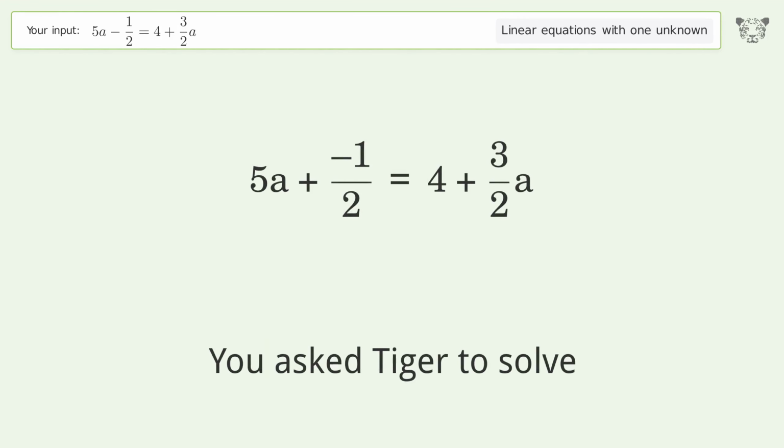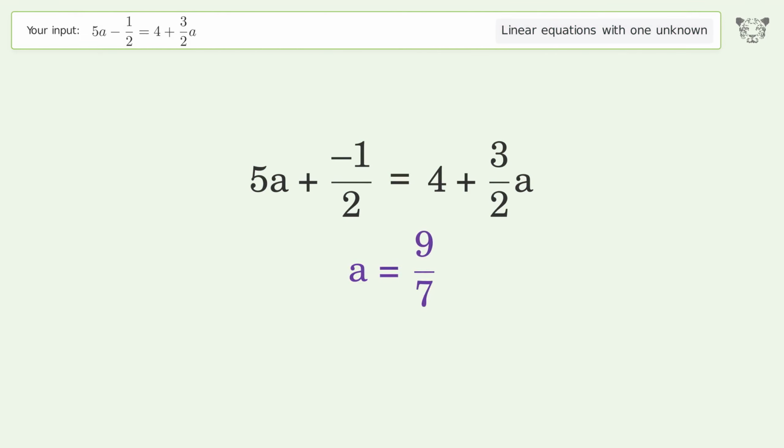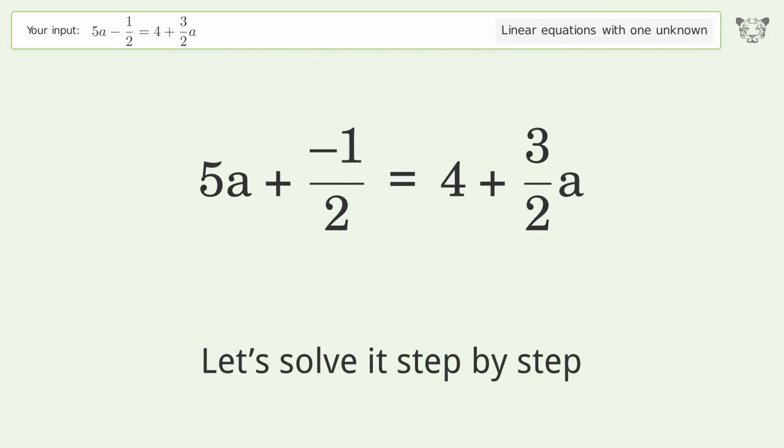You ask Tiger to solve. This deals with linear equations with one unknown. The final result is a equals 9/7. Let's solve it step by step.